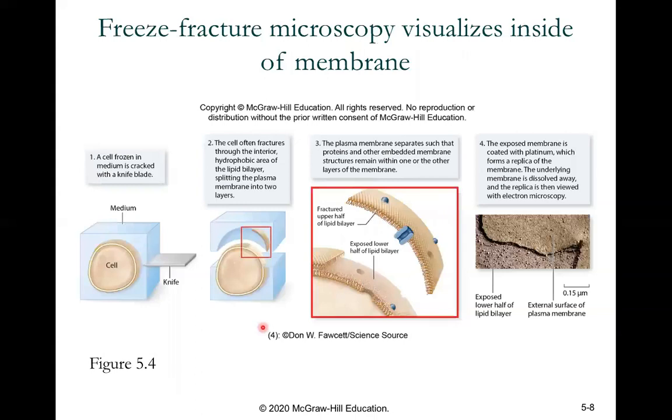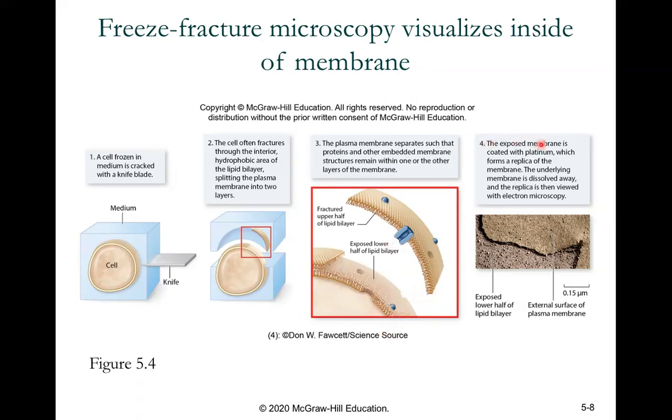So we see that there's freeze fracture microscopy that visualizes inside this membrane. As you can see, we take a cell that is frozen in medium, and it is cracked with the knife here. Now that knife is allowing us to cut and remove part of the cell as it fractures that interior hydrophobic area of the lipid bilayer, splitting the plasma membrane into the 2 layers shown here. Now, the plasma membrane separates such that the proteins and other embedded membrane structures remain within one or the other layers of the membrane. So we see here the fractured upper half of the lipid bilayer that is exposing the lower half of this lipid bilayer.